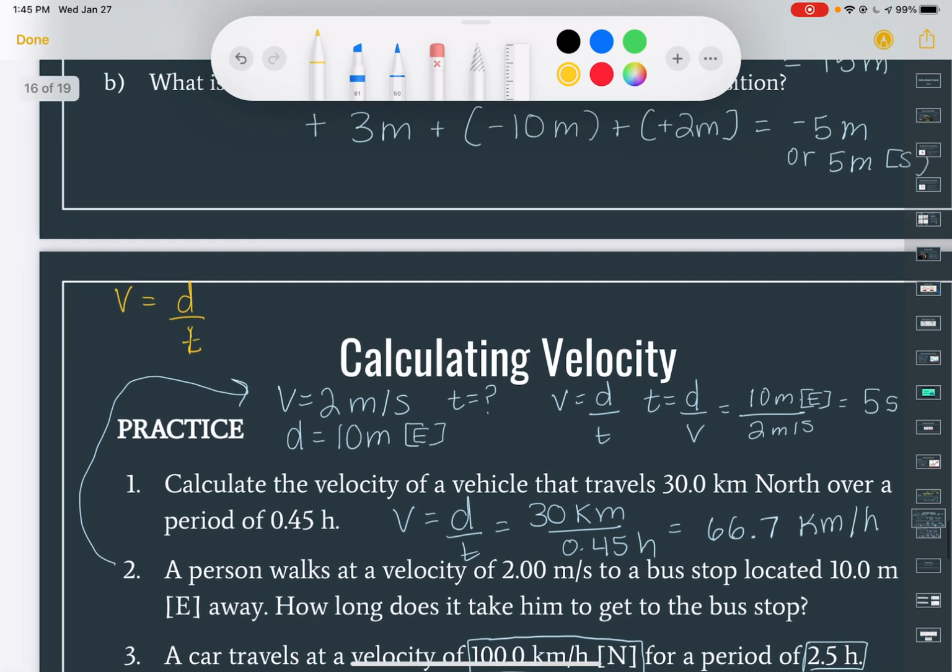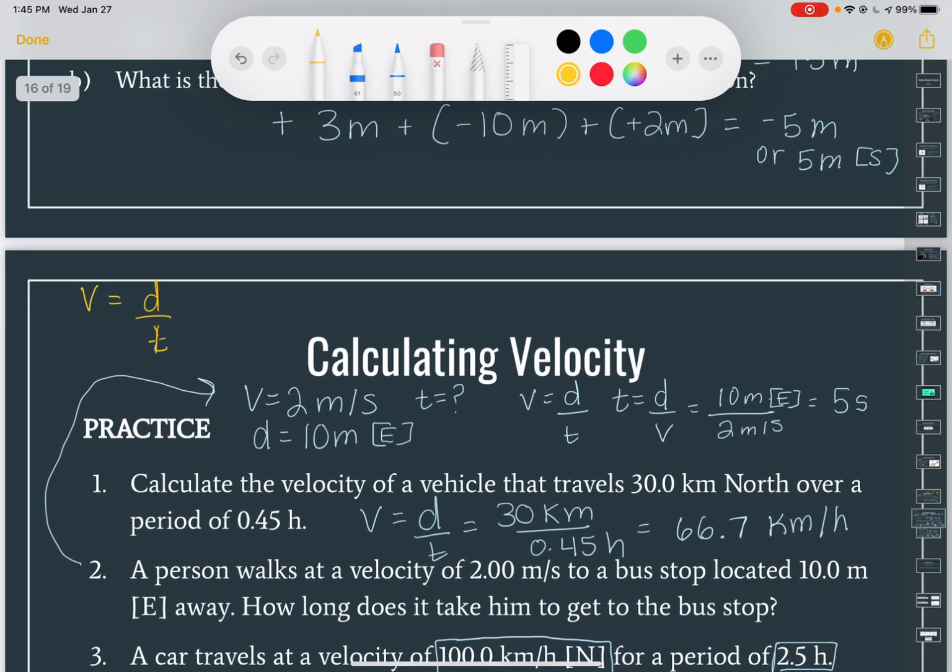Then when we're doing this, we need to look through our question to find out what we got. Calculate the velocity of a vehicle that travels 30 kilometers north. So there's one piece of information over a period of 0.45 hours. This is going to be a distance, and this is going to be a time, and we are trying to calculate the velocity. So we're just going to plug these pieces of information into our formula.